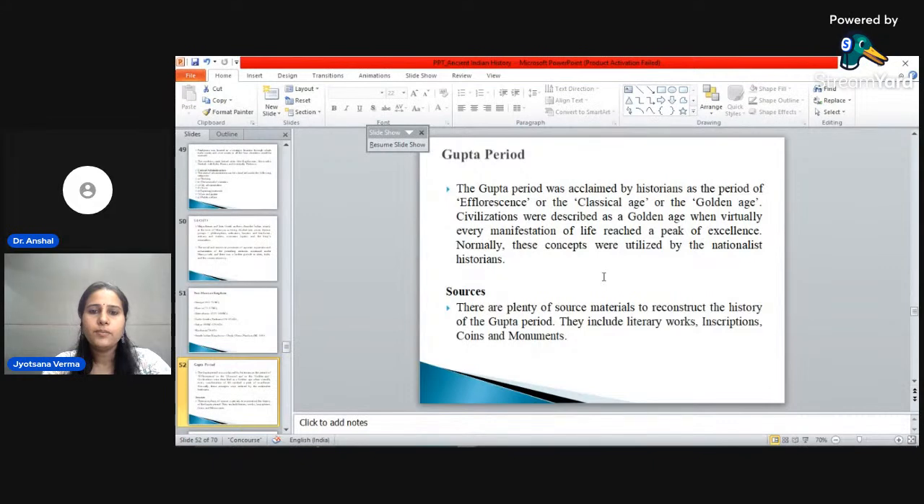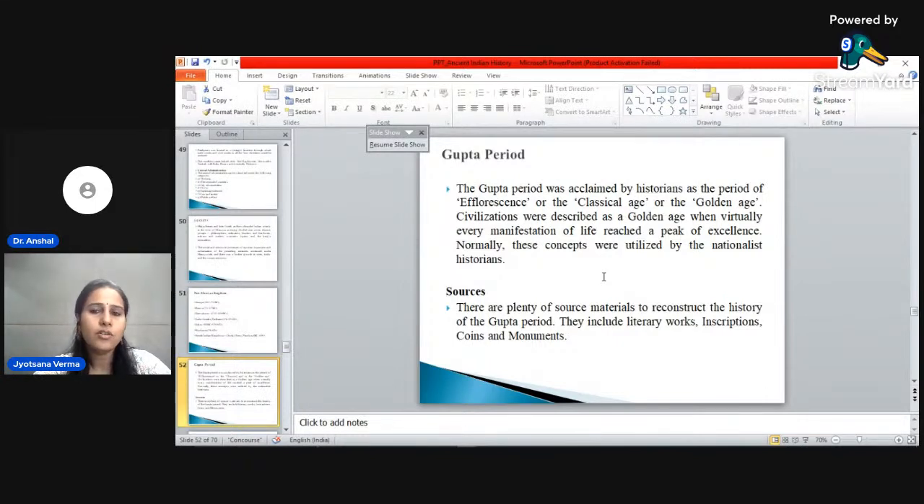Many historians say that the Gupta period is the period of the classical age and golden age. Basically, this narrative was proposed by nationalist historians. They say that the Gupta period was the golden period because they used gold coins. They were culturally advanced. Society was most advanced in that period.